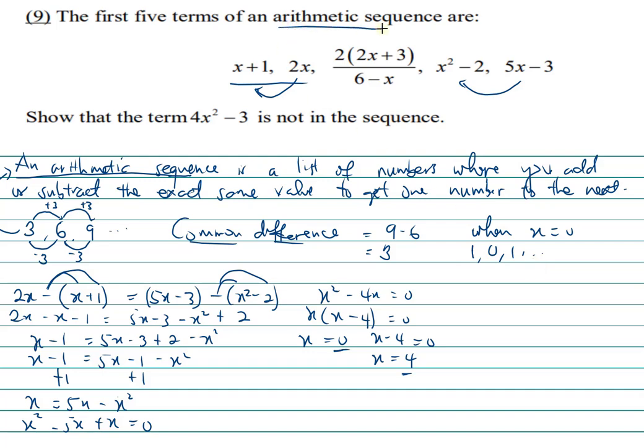We initially defined an arithmetic sequence as a list of numbers where you add or subtract a value to get from one number to the next. This is not an arithmetic sequence, so we can't accept 0 as our value of x. So let's try x is equal to 4.